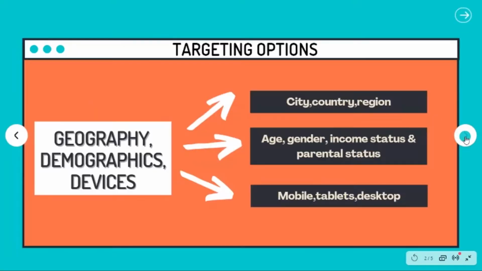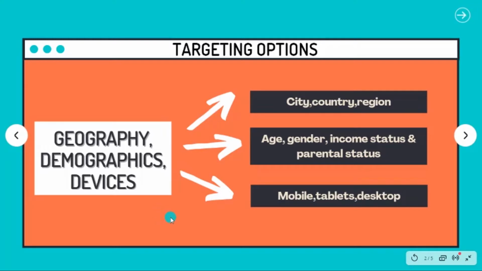Alright, now let's have a look at the first targeting option, that is geography, demographics and devices. So this targeting option basically helps you to narrow down your targeting customer. You can include or exclude target based on age, location, status and devices as well.